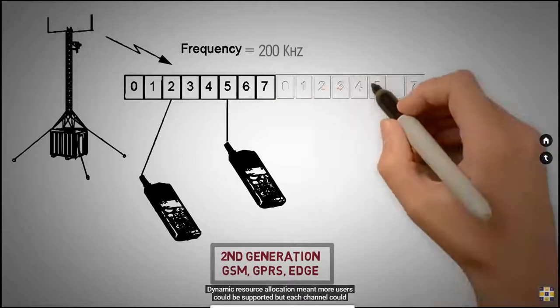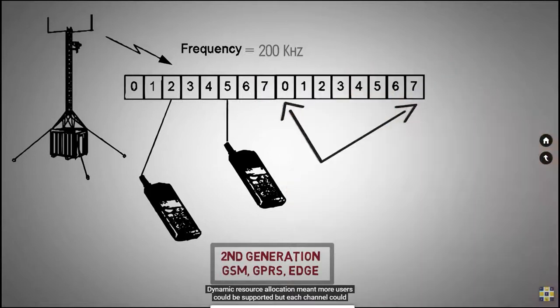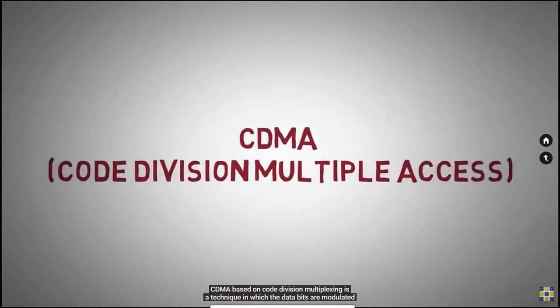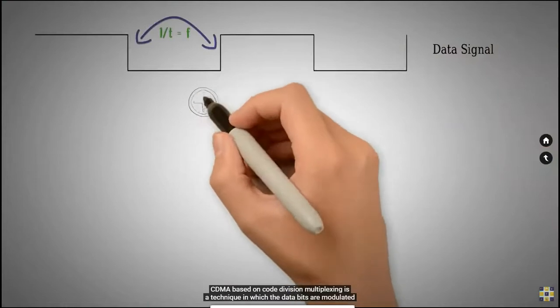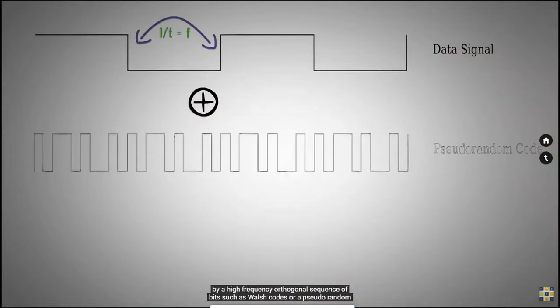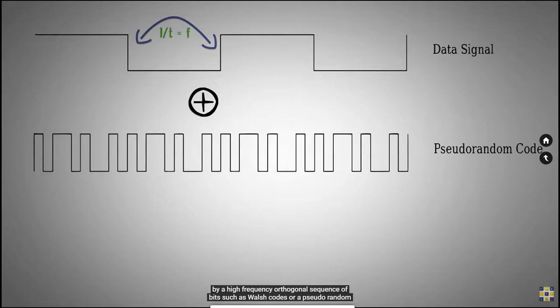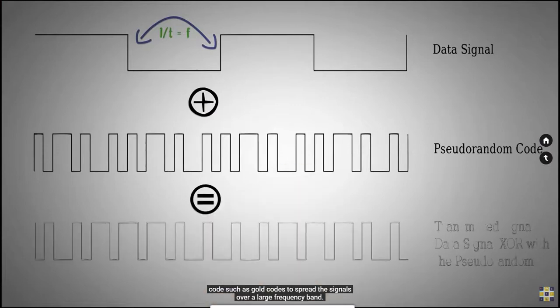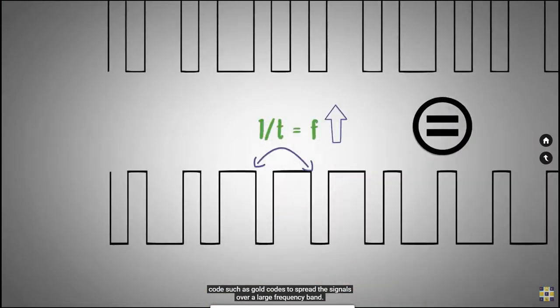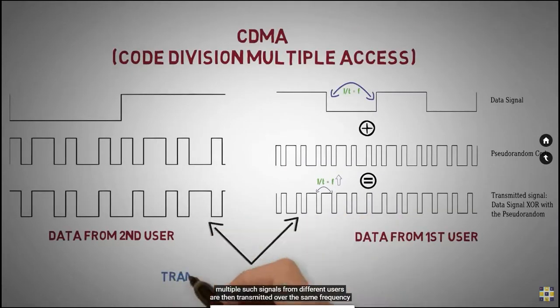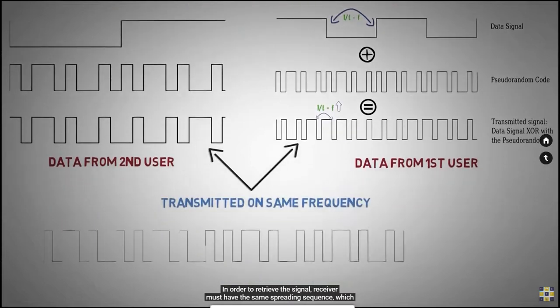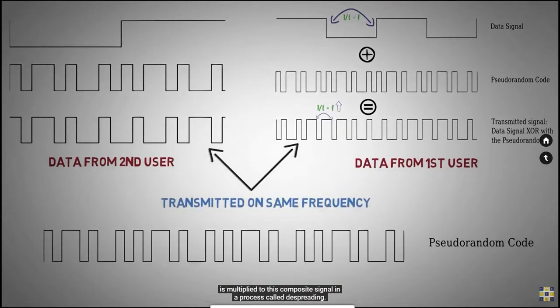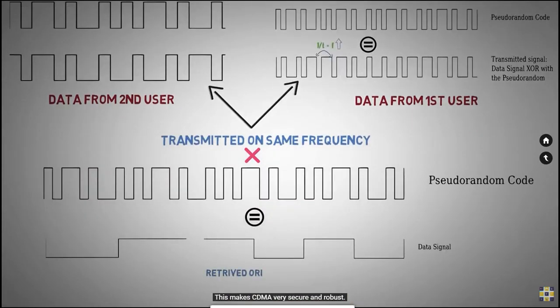Dynamic resource allocation meant more users could be supported, but each channel could support only 8 active users at a time. CDMA, based on code division multiplexing, is a technique in which the data bits are modulated by a high-frequency orthogonal sequence of bits such as Walsh codes, or pseudo-random codes such as Gold codes, to spread the signals over a large frequency band. Multiple such signals from different users are then transmitted over the same frequency band. In order to retrieve the signal, the receiver must have the same spreading sequence, which is multiplied to this composite signal in a process called dispreading. This makes CDMA very secure and robust.